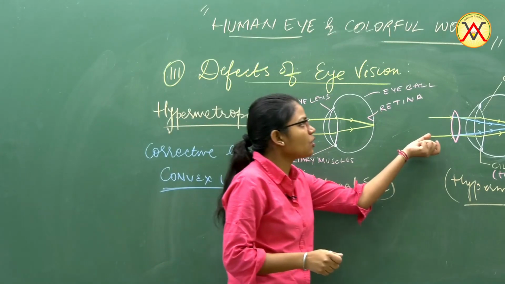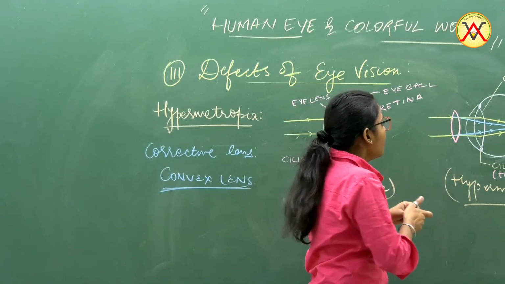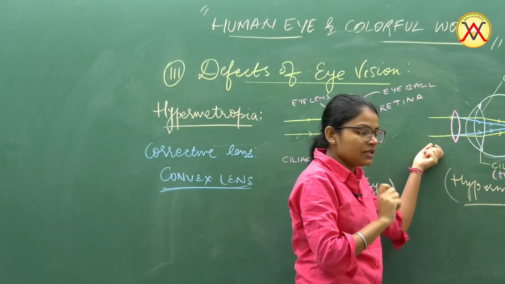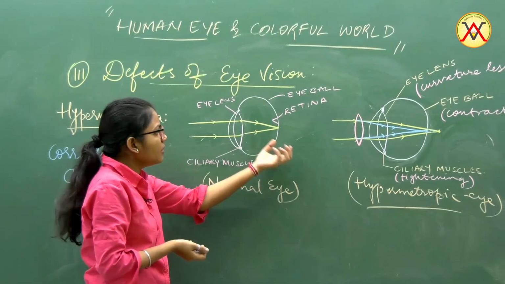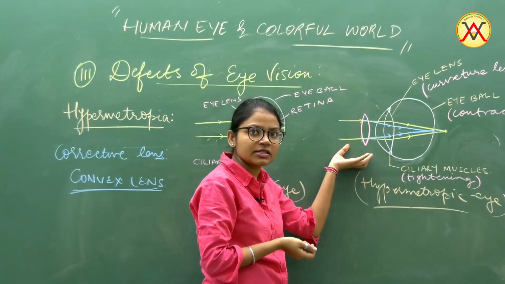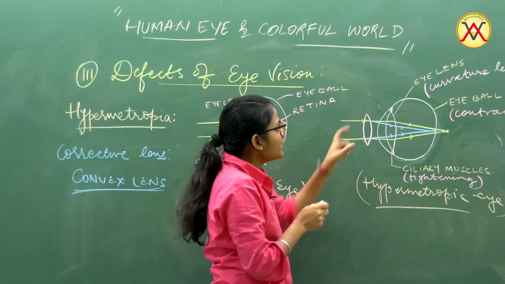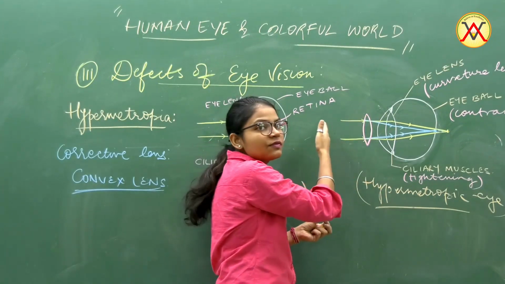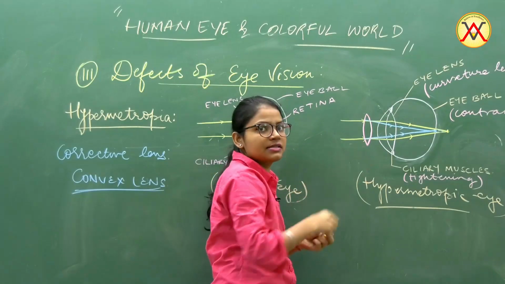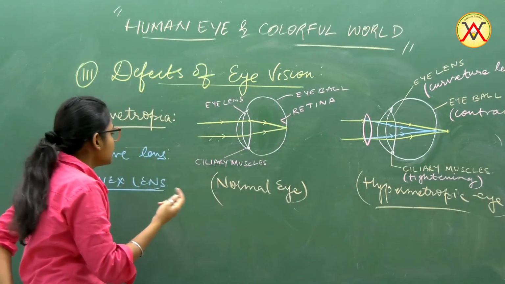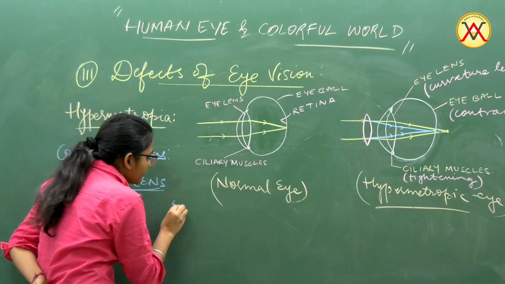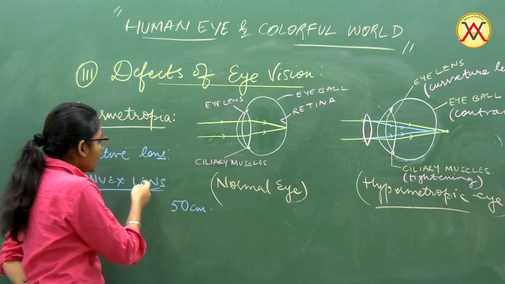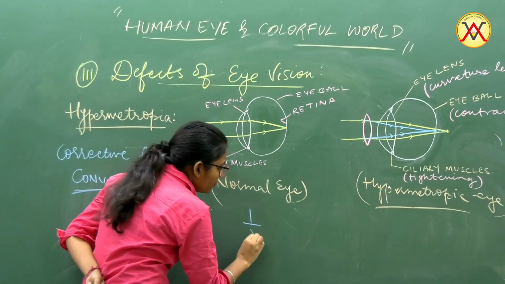Now, what does this convex lens actually do? The object that is kept at D, that is 25 centimeter, our defected eye could not focus. So the convex lens makes the image of that object at a distance where the defected eye could focus easily. Let's suppose our defected eye could focus an object at 50 centimeter. So what does our convex lens do?